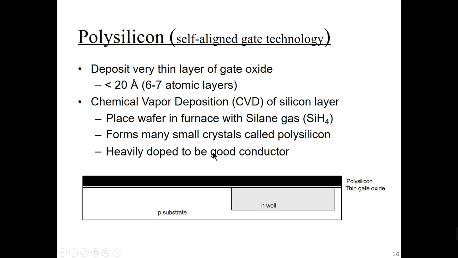And after that, polysilicon, the self-aligned gate technology. Here we deposit a very thin layer of gate oxide, again a very thin silicon dioxide layer. After that comes chemical vapor deposition of a silicon layer, that is CVD. Place the wafer in the furnace with silane gas, that is SiH4, and it forms many small crystals called polysilicon, heavily doped to be a good conductor.